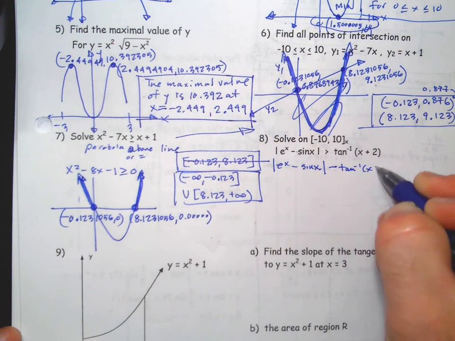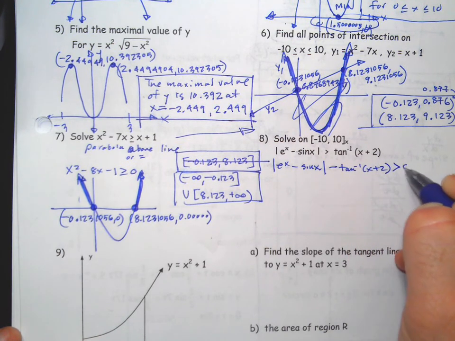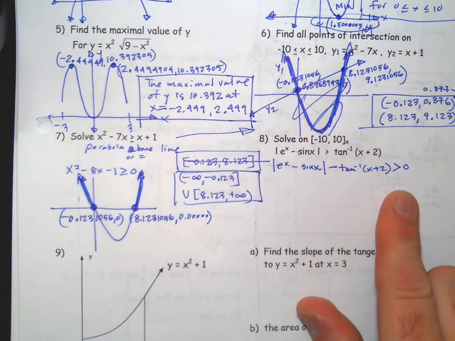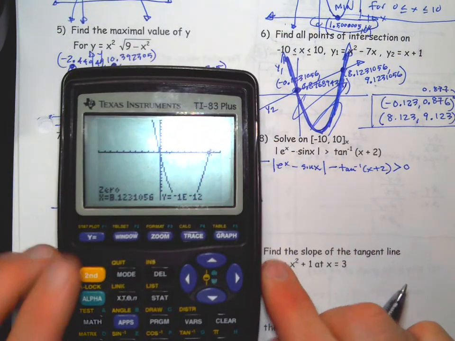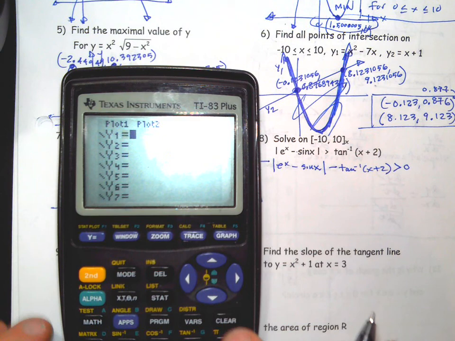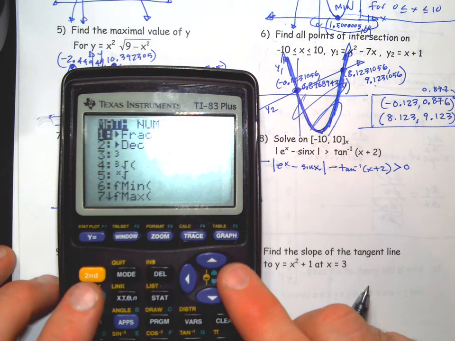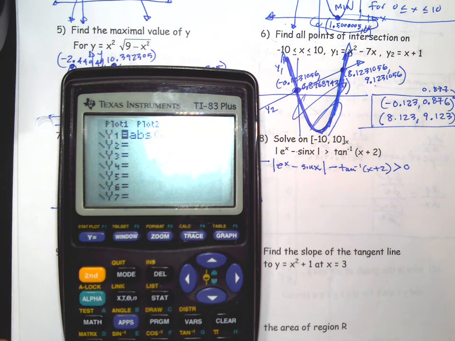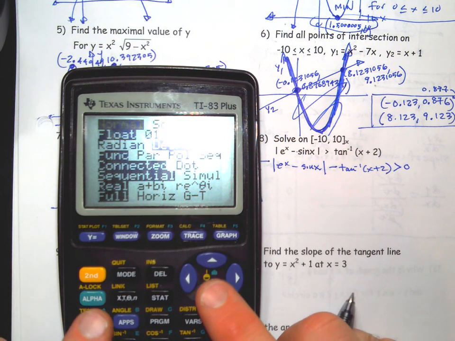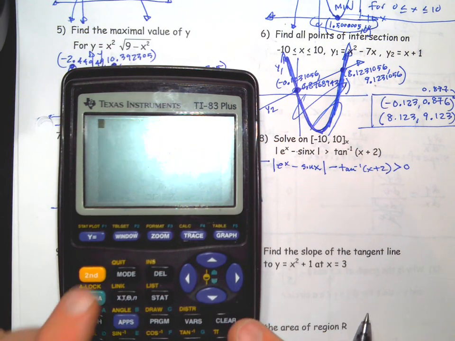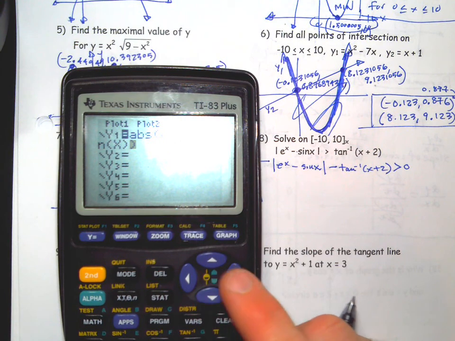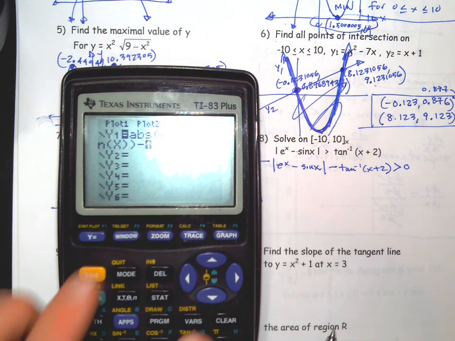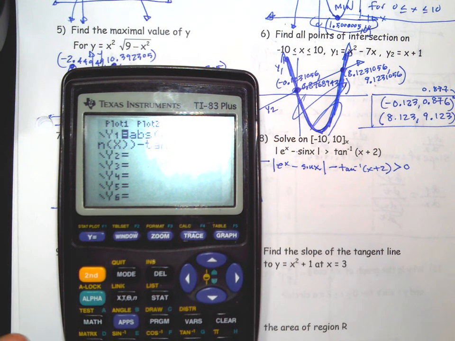If I do this, then all I have to do is graph one graph and say where it's above the x-axis, which is kind of easy to tell. So absolute value, math, num, ABS, e to the x, close, minus sine x, close, close. We should be in radian mode, okay? Minus inverse tangent of x plus 2.